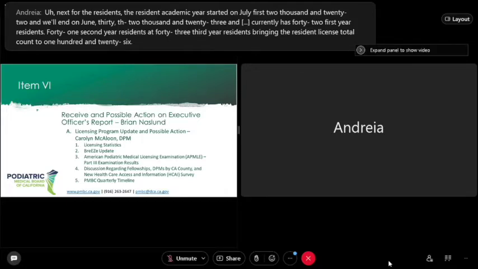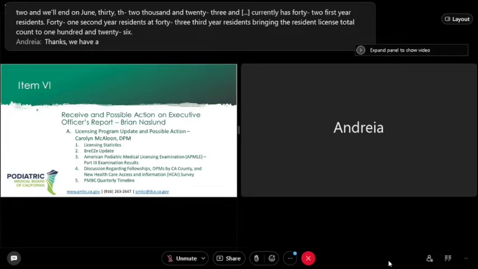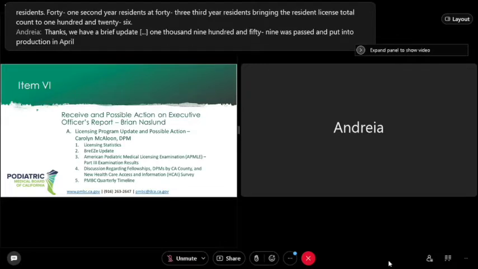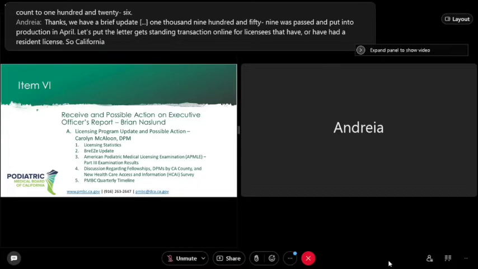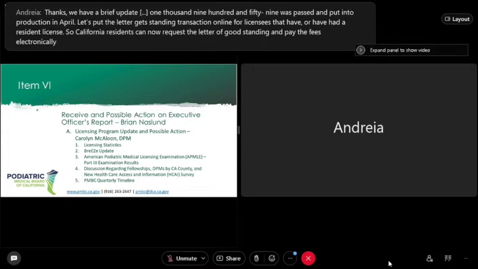Next, we have a Breeze update. BMO 1559 was passed and put into production in April. This put the letter of good standing transaction online for licensees that have or have had a resident license. So California residents can now request the letter of good standing and pay the fees electronically by submitting the application through their Breeze account.